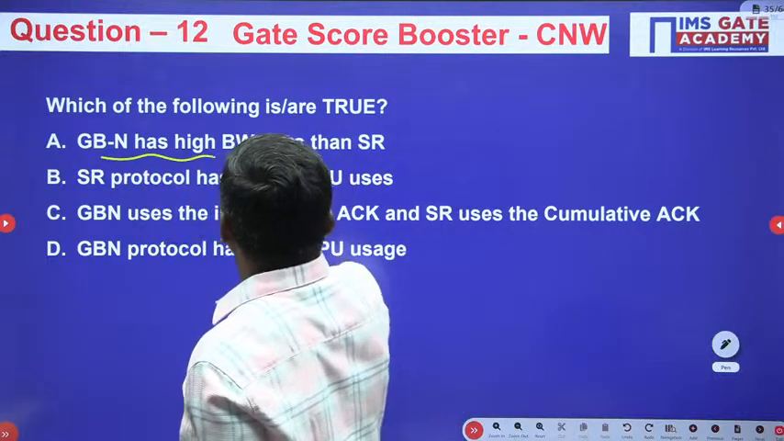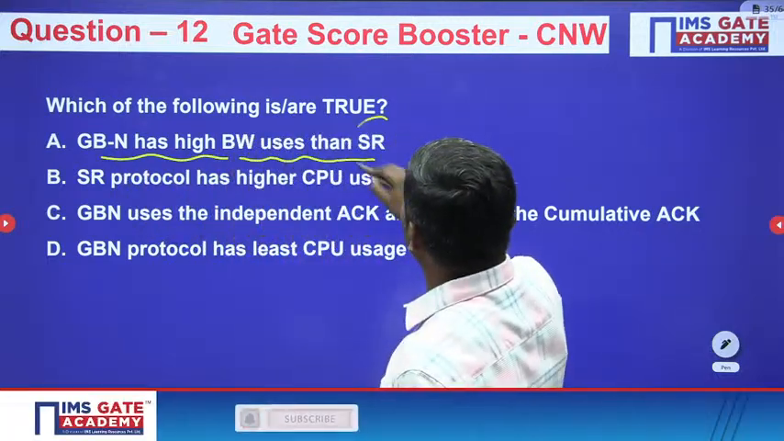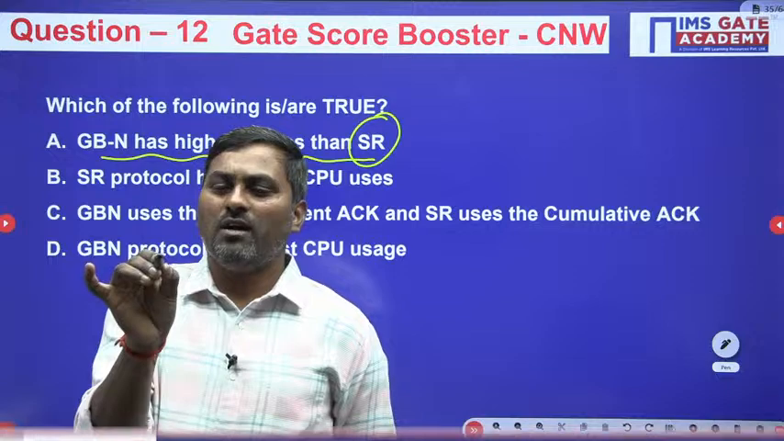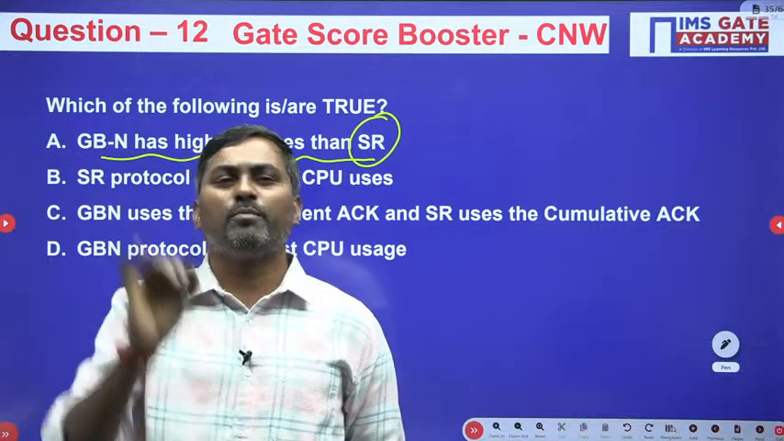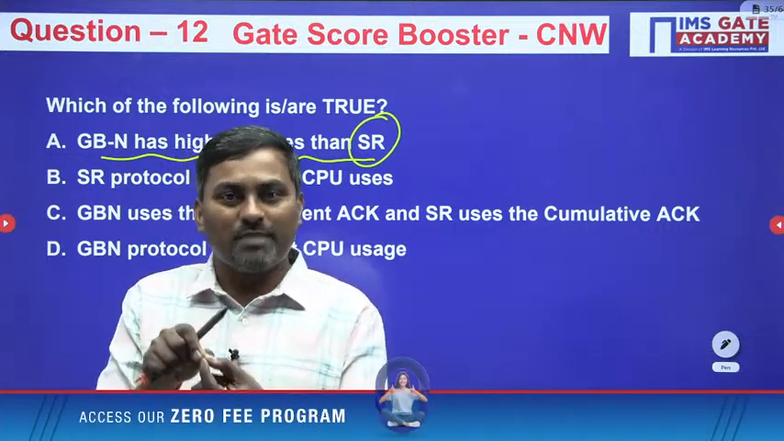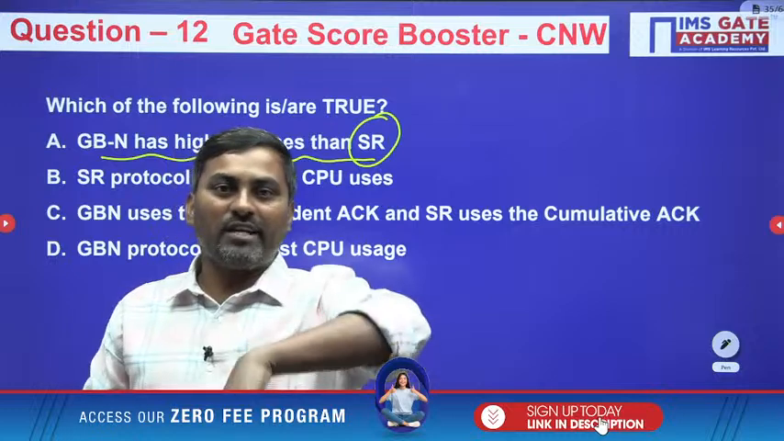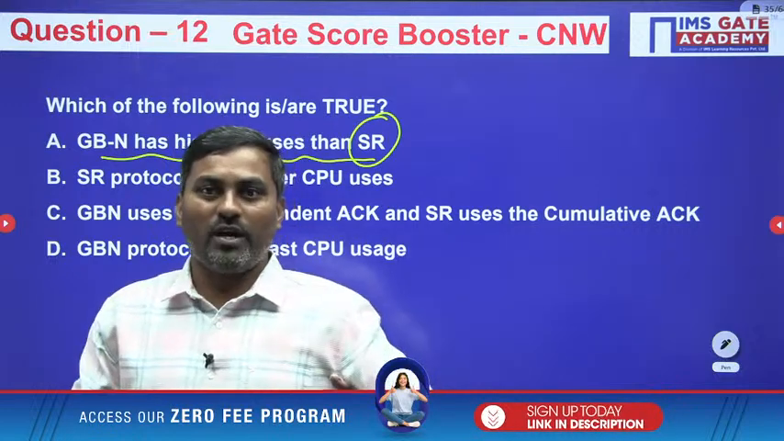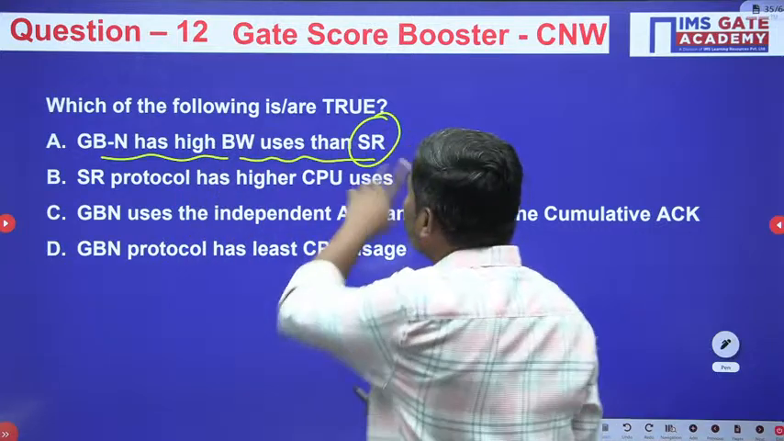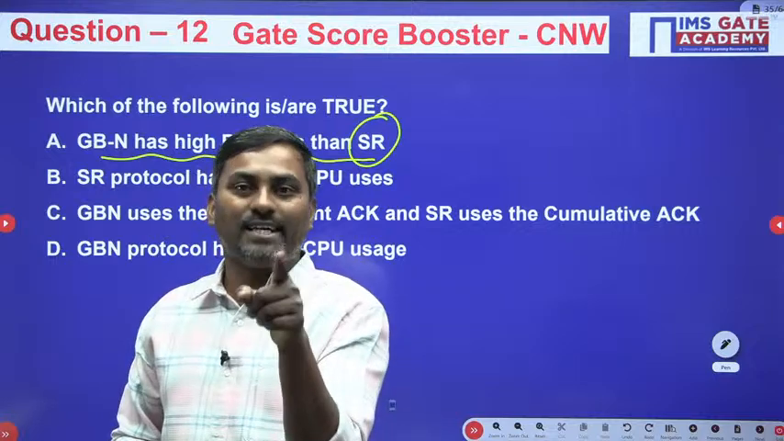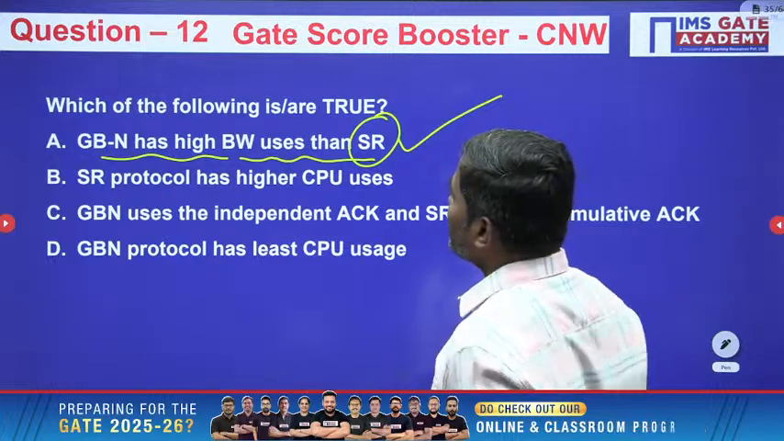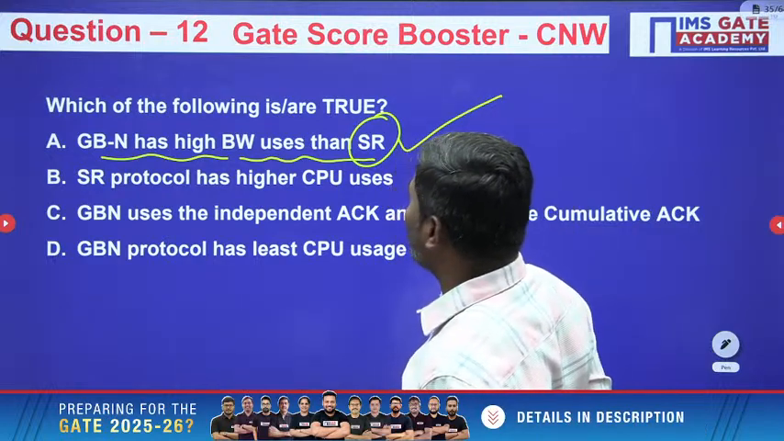GBN has higher bandwidth usage than SR protocol. Higher bandwidth consumption, for what? Each packet lost, the entire window needs to be transferred, correct? Suppose one packet is lost in GBN protocol, what should I do? We wait for the timeout time, and again we send the entire window, correct or not? So it is consumed. In case of SR protocol, only the packet which is lost is sent, correct or not? This is true.